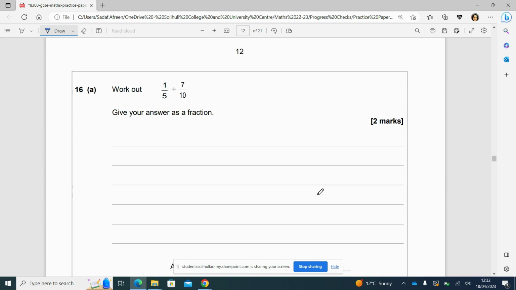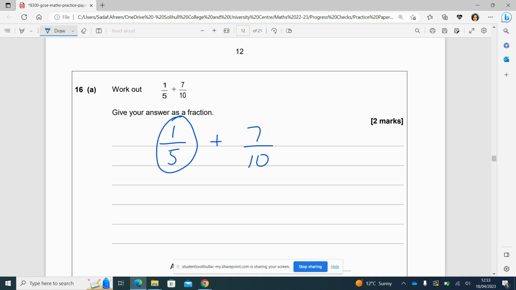Okay, number 16 says work out 1/5 plus 7/10, give your answer as a fraction. Now, in order to add the fractions, we need the same denominator. Okay, so we have one fraction which is 1/5, and the other fraction which is 7/10. Now, we need the same denominator to add both of these fractions. That means we need to find the equivalent fraction of this, which is 1/5.